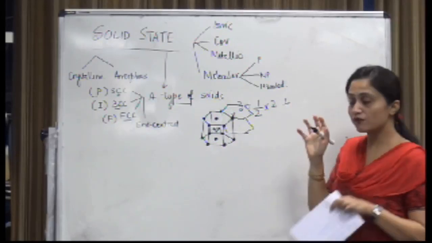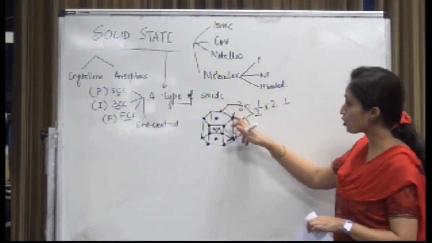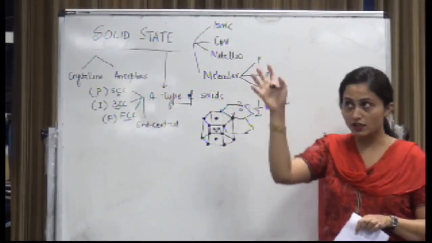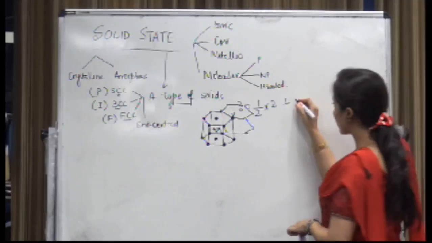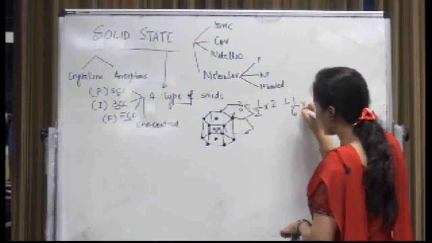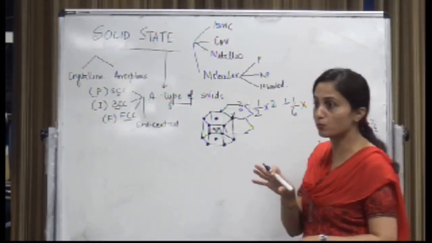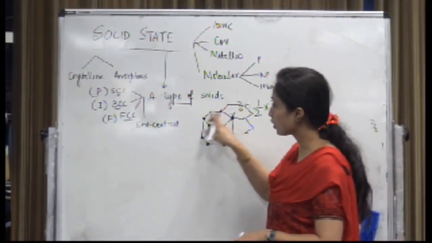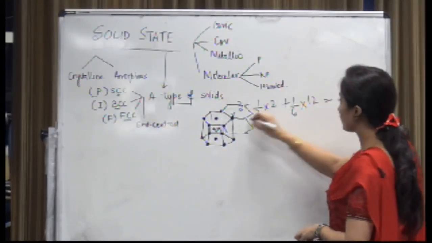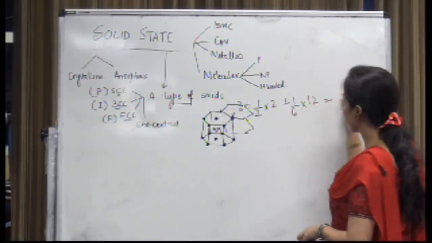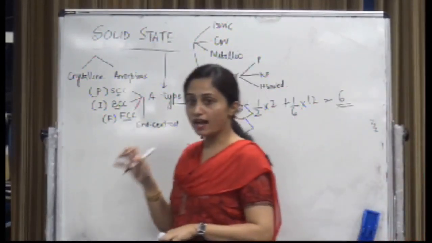So that means if 6 unit cells are sharing one corner, the contribution of this sphere, how much of the sphere will come inside one unit cell, because it's an entire sphere. So it will be 1/6 into the total number of corners, because from one corner 1/6 contribution is coming, and you have a total of 12 corners. So that way you can have a total of 6. So the answer turns out to be 6 atoms per unit cell.